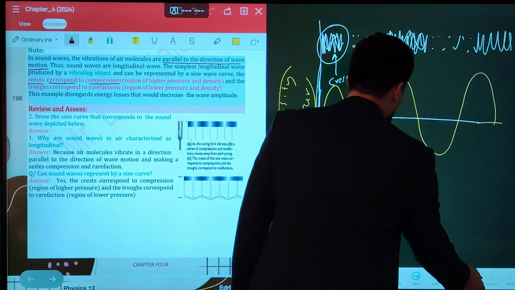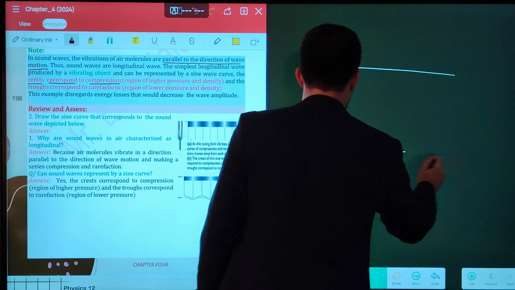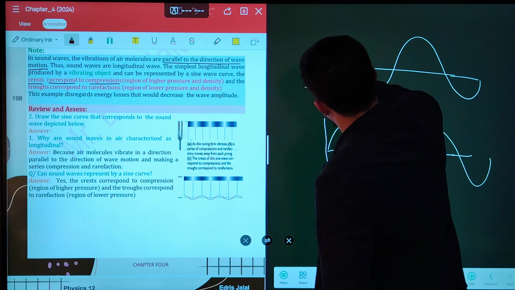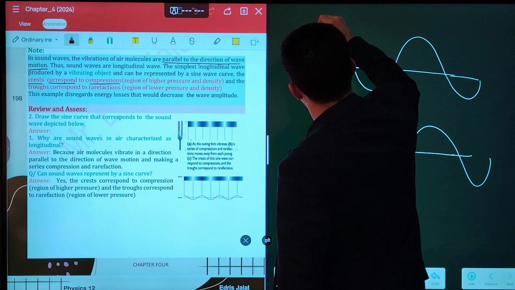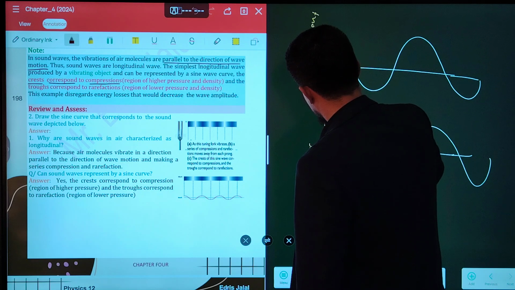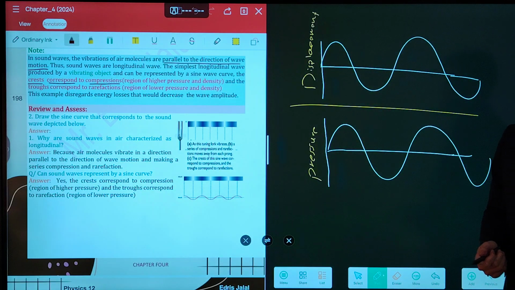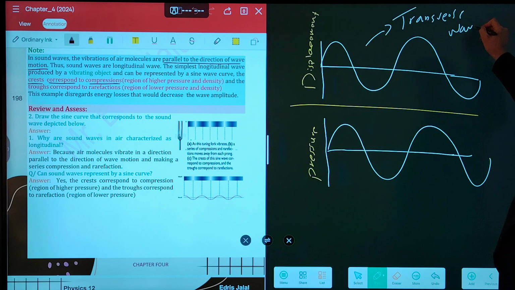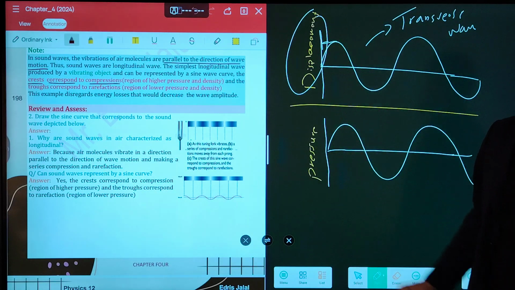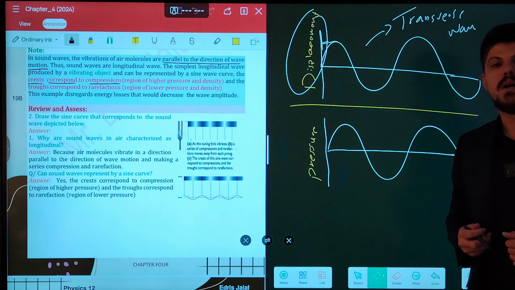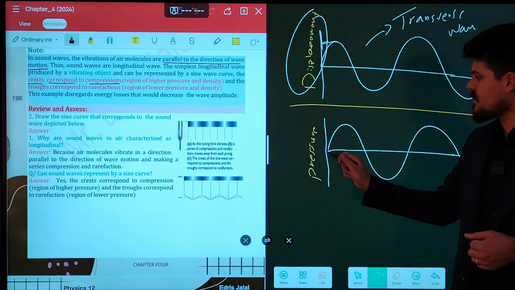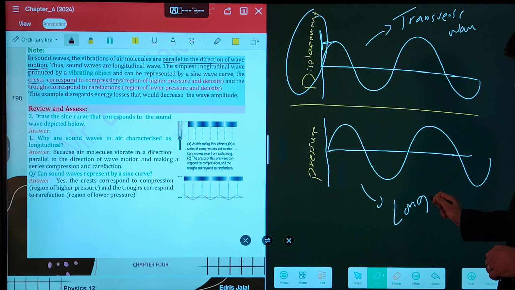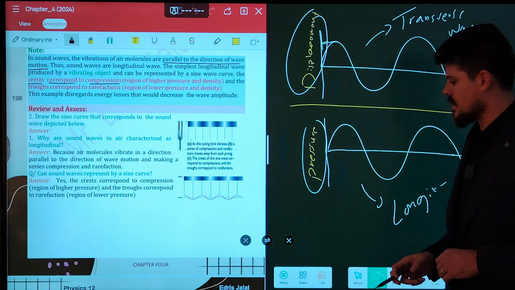For example, if we have two waves, here we have displacement and here we have pressure. So which one is the transverse wave? This one. Why? Because we have displacement here, maximum displacement. In a transverse wave, the vibration of particles is perpendicular to the direction of the wave. But if you see pressure or density, what type of sine wave is this? This is a longitudinal wave. Why? Because we have pressure here, not displacement.